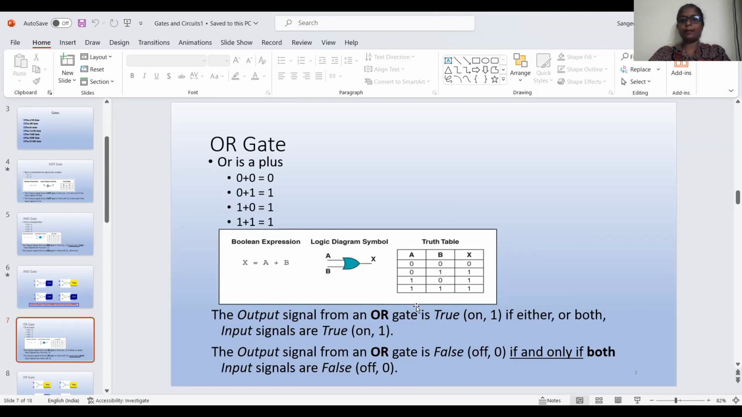So the same binary representation for these two variables at the input: 0, 0, 0, 1, 1, 0, 1, 1. So 0 plus 0 is 0, 0 plus 1 is 1, 1 plus 0 is 1, 1 plus 1 is 1. The output signal from an OR gate is true if either or both input signals are true. Meaning if one of the input signals is 1, the output is 1. The output signal from an OR gate is false if and only if both the input signals are 0. If both the inputs are 0, then the output is 0.